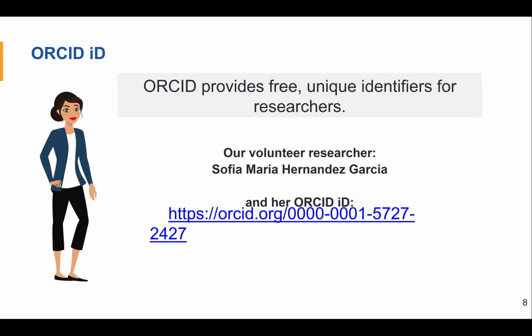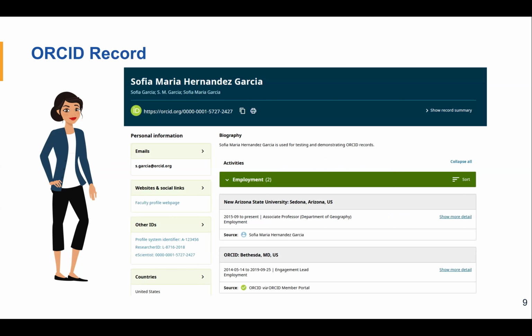And what you're seeing here on the screen, which is from our volunteer, Sofia Maria Hernandez Garcia, you will see her ORCID ID. You will also notice that the ORCID ID looks like a link, and that is because it is. Your ORCID ID links to what we call an ORCID record. So if you click on this ORCID ID link, we are taken to Sofia's ORCID record, which is populated with information about her, similar to what we might see on a CV or resume.